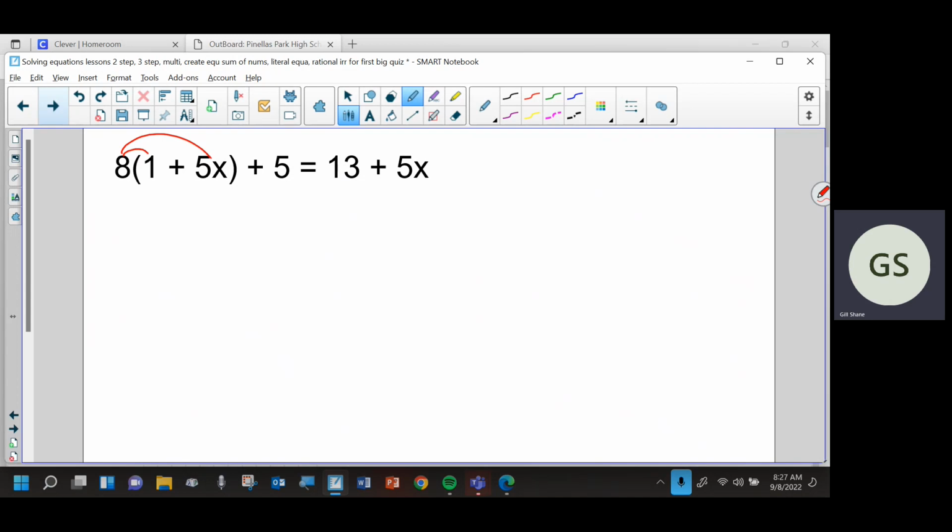I can multiply because this is multiplication. If I don't have a symbol, that means multiplication. This is 5 times x. That's 5 times x over there. This is 8 times all that stuff in parentheses. So I'm going to write it out to the side. I like doing it as 2 separate problems. 8 times 1 is positive 8. 8 times 5x is positive 40x. Do not forget the variable.